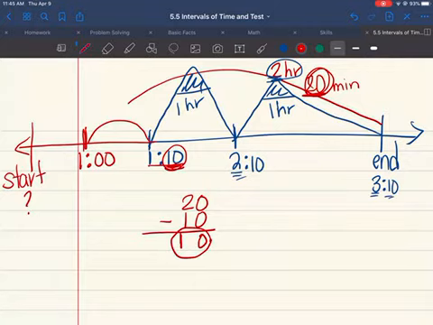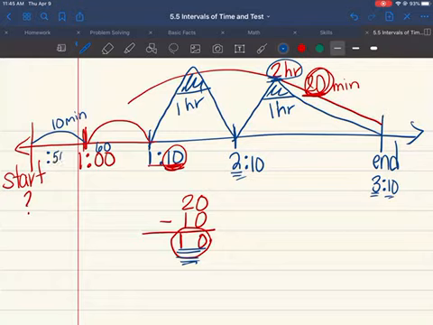10. Now remember, a clock means 60. So if I take away 10, I'm going to be going over to 50 minutes. But it was 1 o'clock. So since we're going to the hour before, it's going to be 12. So my start time would be 12:50.